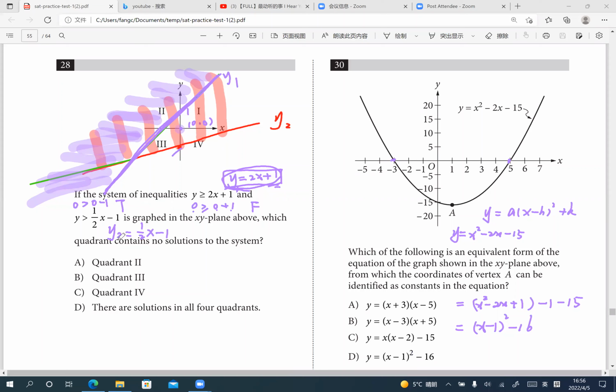Continue. The second inequality, the second boundary line is y equals 1/2 x minus 1. I use the red line to draw it. Still, this boundary line also divides the xy plane into two halves. One half represents greater than 1/2 x minus 1, and one half represents less than 1/2 x minus 1. To be accurate, I should use a dash line to draw the boundary line, because it's not equal to. So I should use a dash line.